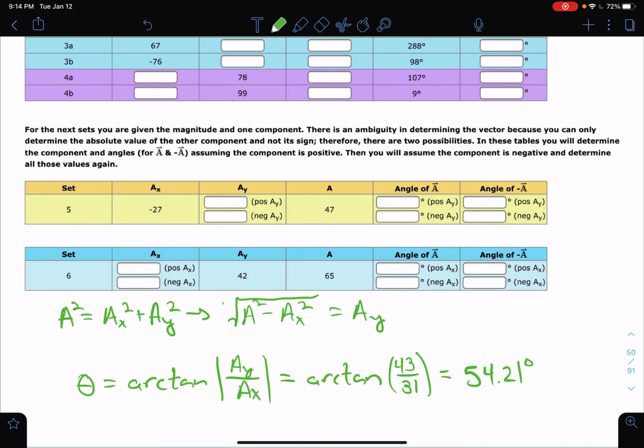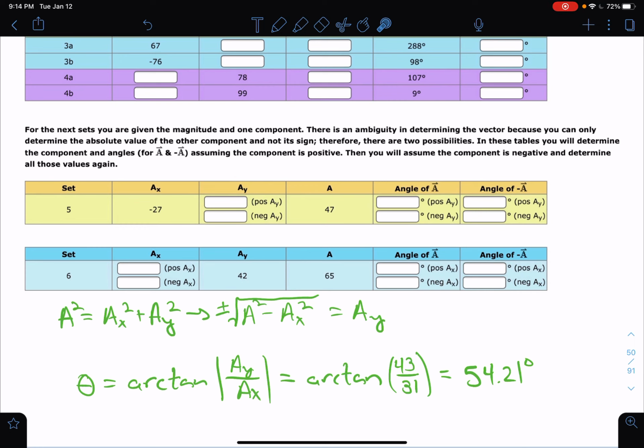But the square root is a multi-valued function. It could be plus or minus. So we cannot definitively say, based on the information given, what the y component is. And that's why there are two spaces here. One for when the y component is positive, so you put a positive value here, and then you'd put the negative value here. And then you're going to have to determine the angle when you're using the positive y component, and the angle for the negative y component. And the same thing here for the angle of the antiparallel vector.